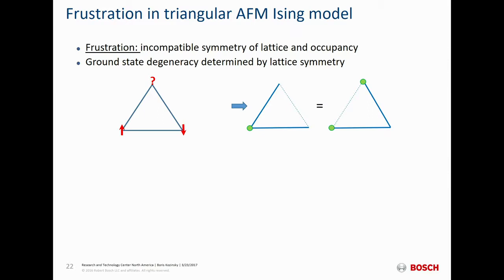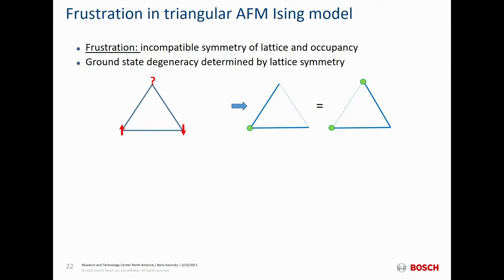Imagine trying to put antiferromagnetic spins in a triangle, and you really can't, because if you put up here, down here, you don't know if up or down goes here, since either way it will give you the same energy. So you have in the end this indeterminacy, this frustration.